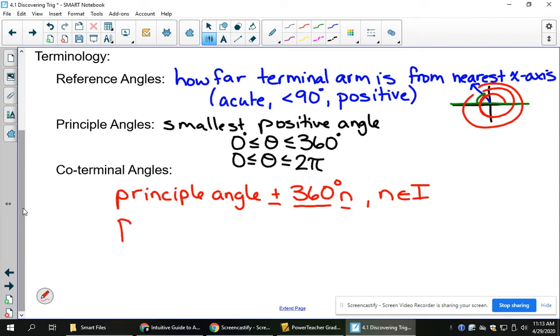If I write this with radians, it's the same idea: principal angle plus 2 pi n. Now remember, integers are sets of numbers that can be written with either an I or a Z. They use both in the textbook, I believe.